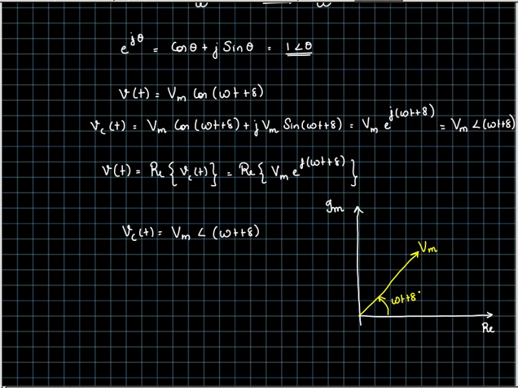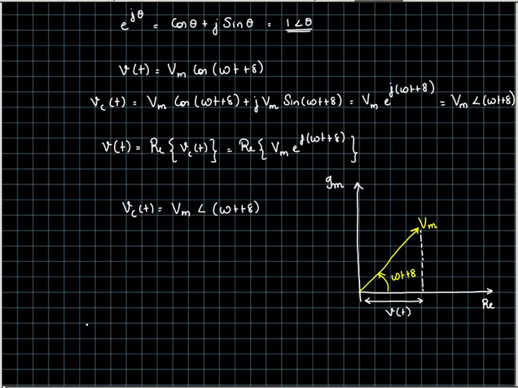Right. So when you do this, then the projection of this particular vector on the real axis, this length, will then give you what is your v of t. So, that is the vector representation for the signal on the complex plane.